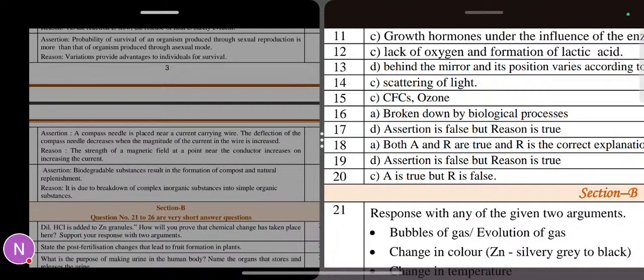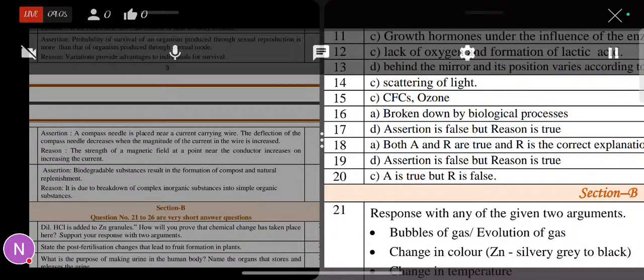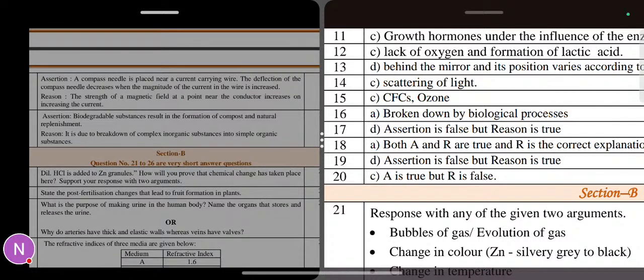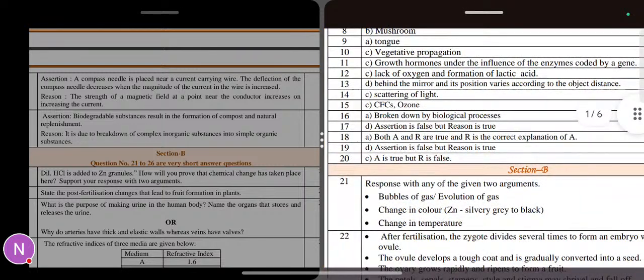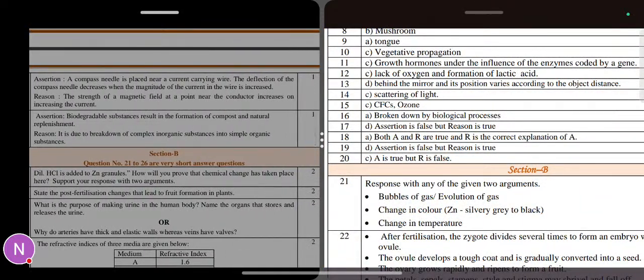Next, moving on to section B. Here questions 21 to 26 are very short answer questions, so you have to answer in very short form. First question, 21st: dilute HCl is added to zinc granules. How will you prove that a chemical change has taken place here? Support your response with two arguments. You have to write any two of the given arguments.